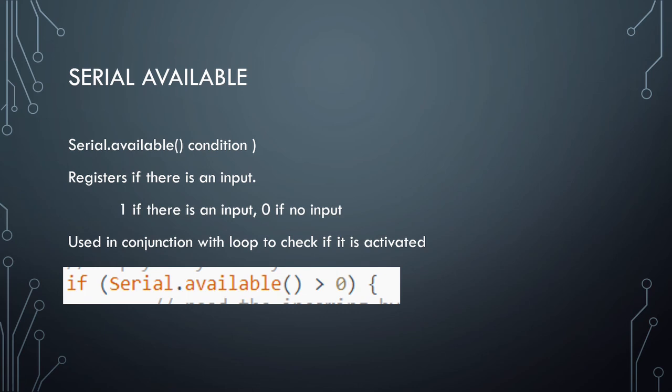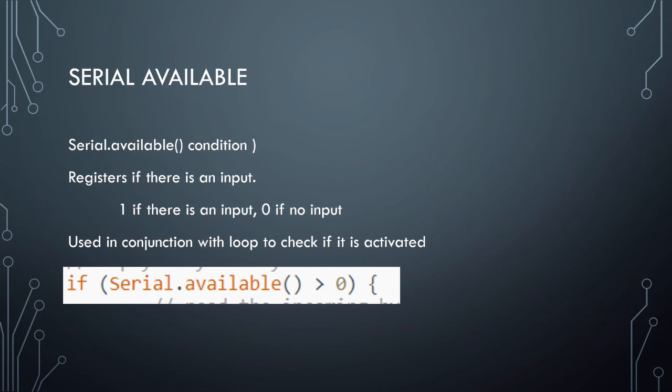So the beginning of that is starting an input. And so to do that, we use a Serial.available condition. So Serial.available is checking to see if there is anything coming in. Is the keyboard sending any signals to the microcontroller that it should be reading? So it stops the program to check if there is an input. So if there's an input, it will register as a 1. If there is nothing being input, it will register as a 0.